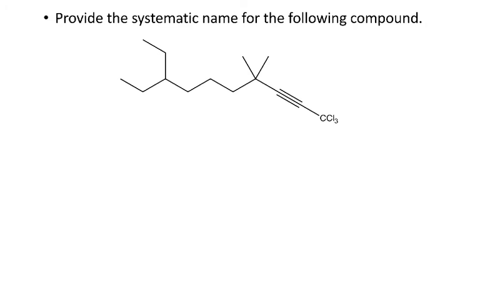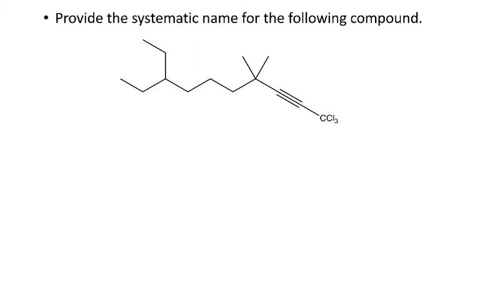Okay, so one more example. First, we identify the parent chain. Don't let this CCl3 confuse you, right? This is just a carbon with 3 chlorines coming off it. So I think my longest chain is going to be 1, 2, 3, 4, 5, 6, 7, 8, 9, 10. Right, whether I go up and make the 10 here or down here, it's not going to change it. So I have a decane.